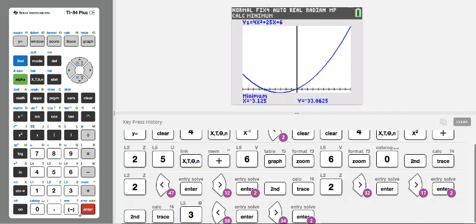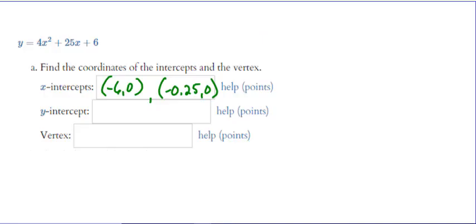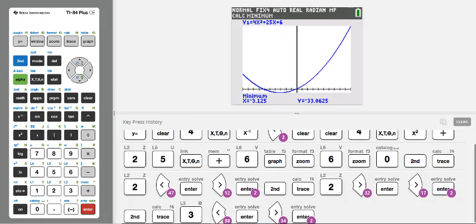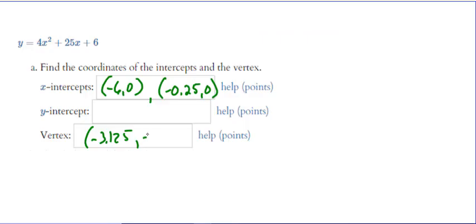Enter again, and my minimum is negative 3.125, comma, negative 33.0625. Again, points, right?